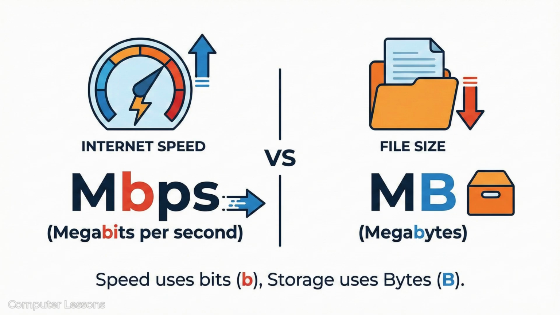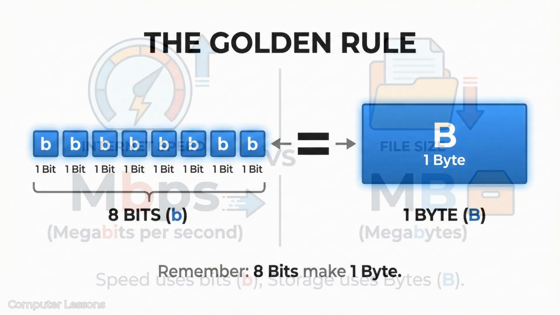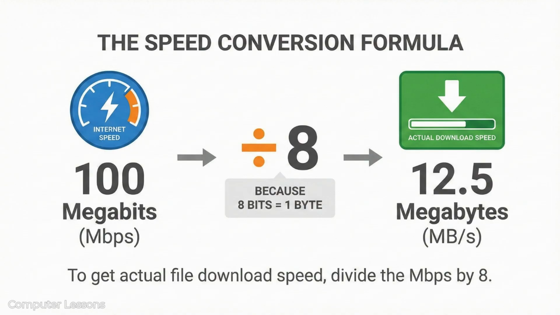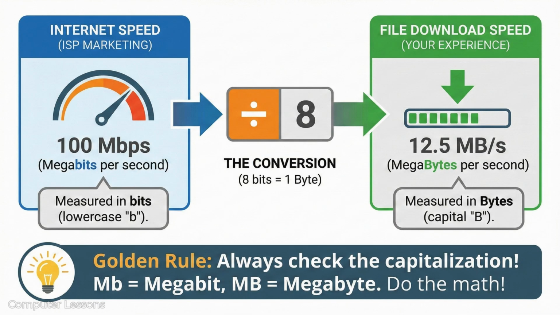Internet speeds are measured in bits, small b. But file sizes are measured in bytes, capital B. Remember the golden rule. There are 8 bits in 1 byte. So if your internet speed is 100 megabits, you have to divide that number by 8 to find out how many megabytes of actual file data you can download in a second. 100 divided by 8 is 12.5. So a 100 megabit connection gives you a maximum of 12.5 megabytes per second.